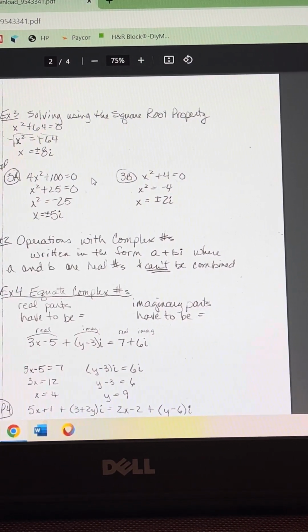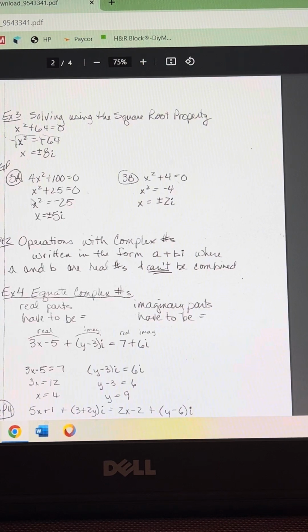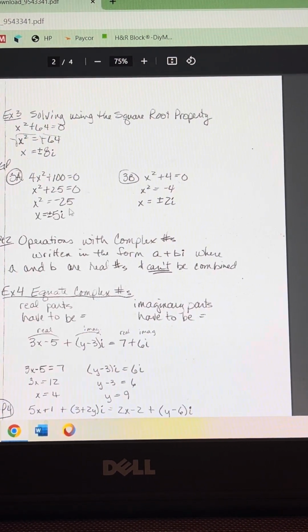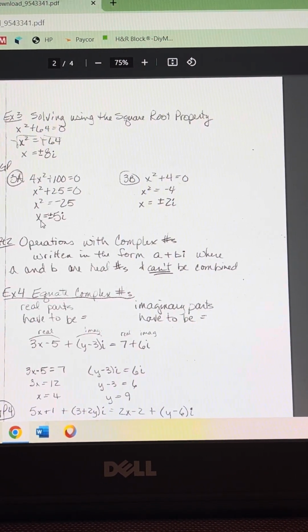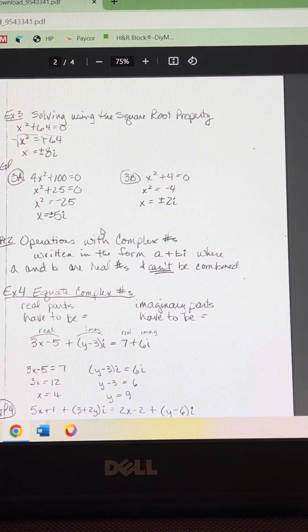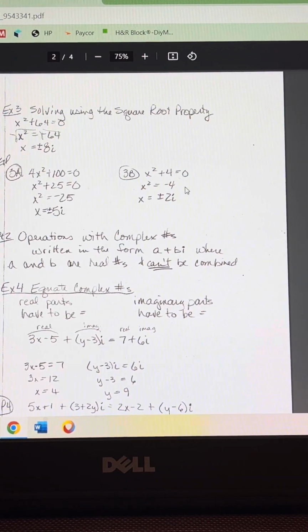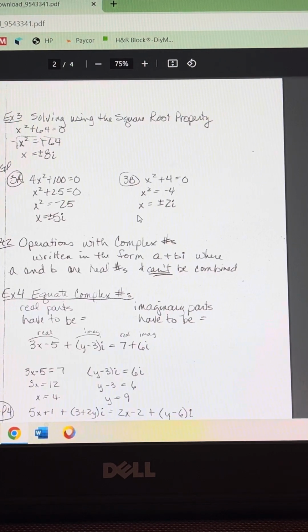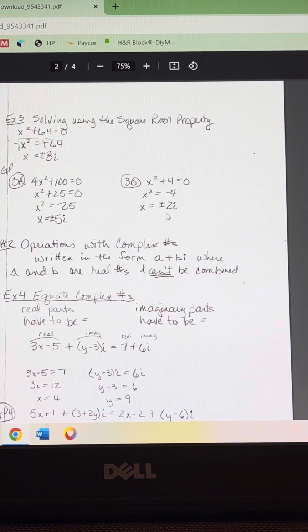4x squared plus 100 equals 0. Divide out the 4. Subtract 25 from both sides. Take the square root of both sides. x equals plus or minus 5i. Subtract 4 from both sides, take the square root, x equals plus or minus 2i.